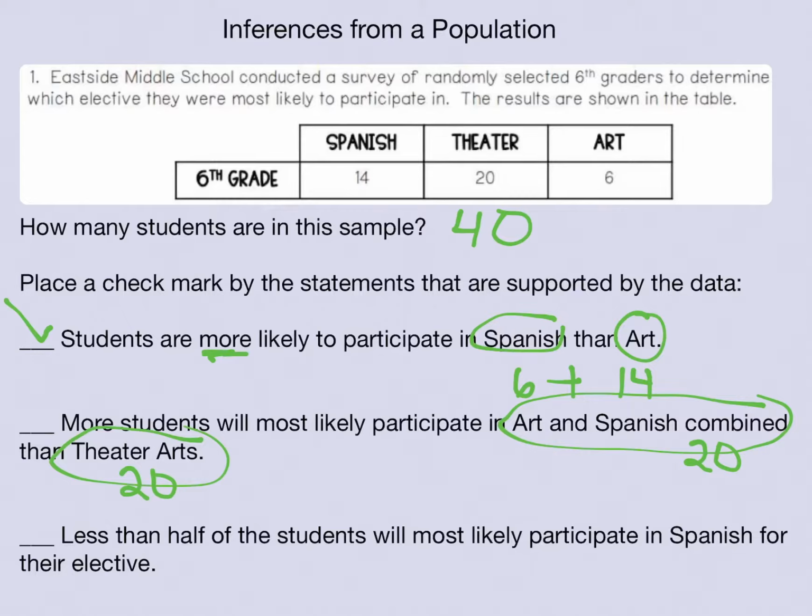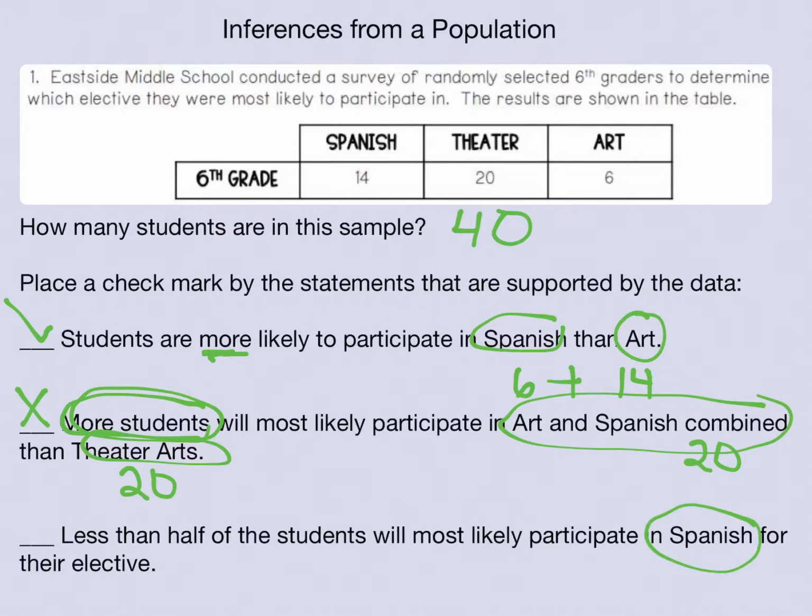Now, if we go back to what the statement says, it says that more students will most likely participate in art and Spanish combined than theater arts. But once we add it up, we see that the numbers are the same. So this statement is not supported by the data. Okay, let's look at our third statement. Less than half of the students will most likely participate in Spanish for their elective.